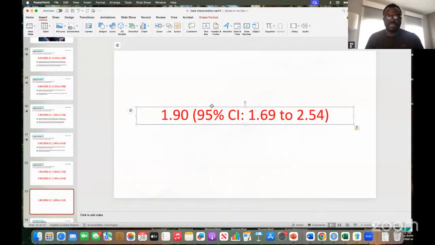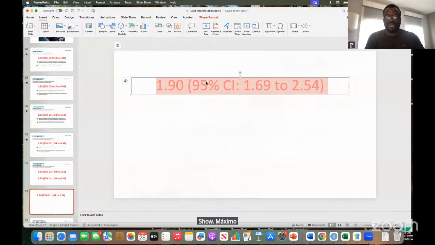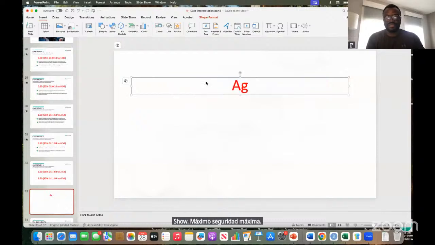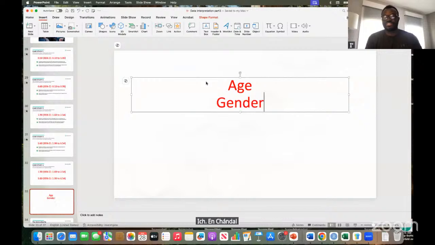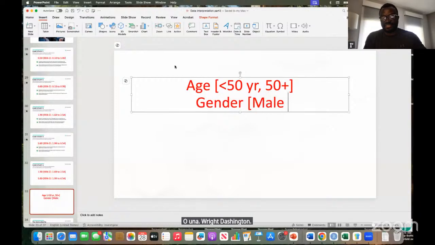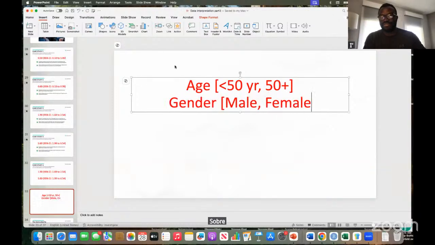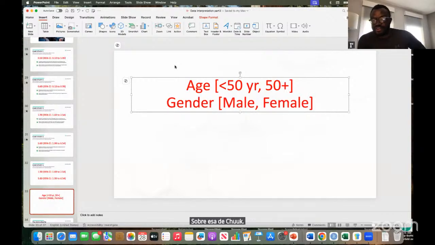So we are matching by age and gender. The question was, we're doing a case control study and we're supposed to match by age and by gender. What exactly does that mean, and how do we do it? Let's explain. Say we have two categories of age, less than 50 years and 50 years or older, and by gender, male and female. These are the two variables we are matching on.